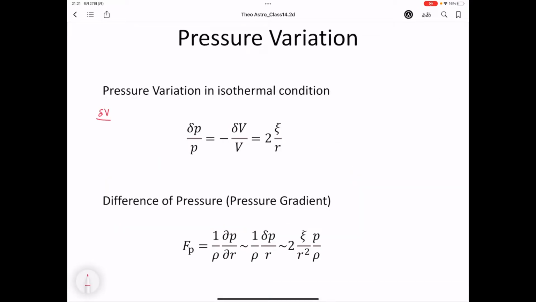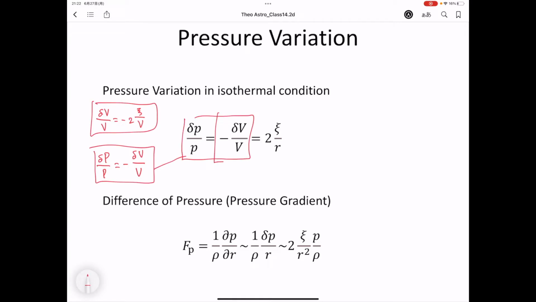Then we have delta V over V is minus 2z over r. Also we derived delta P over P is minus delta V over V. Using the first equation in the second equation, we have this relation. From this equation, you can find delta P is equal to z over r times P. So using this equation, we could find the pressure gradient, expressed as f sub P equal 1 over rho, partial P over partial r. We use the order estimate, 1 over rho delta P over r. The pressure gradient can be estimated as 2 times z over r squared times P over rho. This is the pressure gradient.